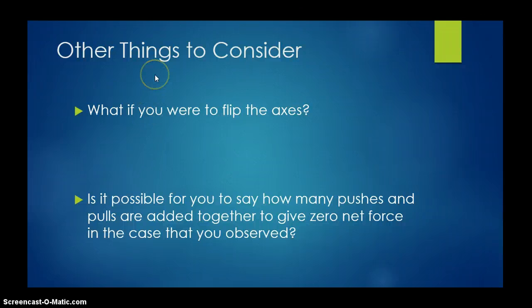Okay. Other things to consider. What if we were to flip the axes? If we were to flip the axes, the velocity would still be the same magnitude, but would be going in the opposite direction. In our case, it'd be going in the negative x direction instead of the positive, but would still have the same magnitude.